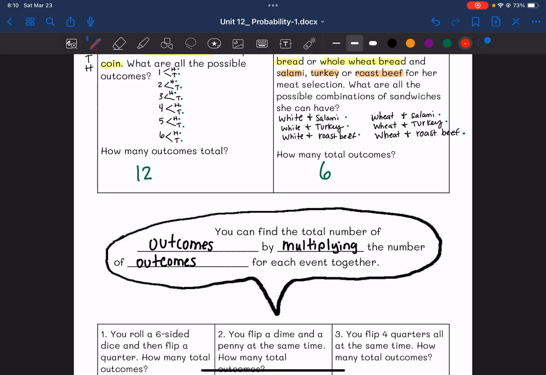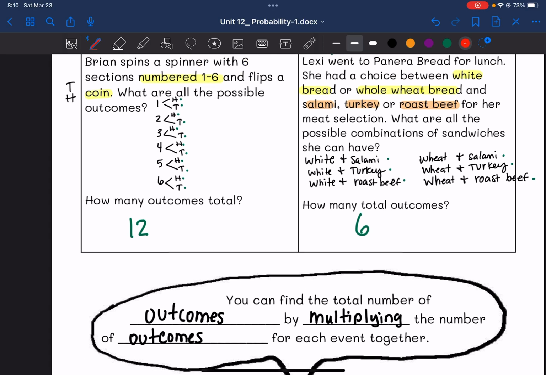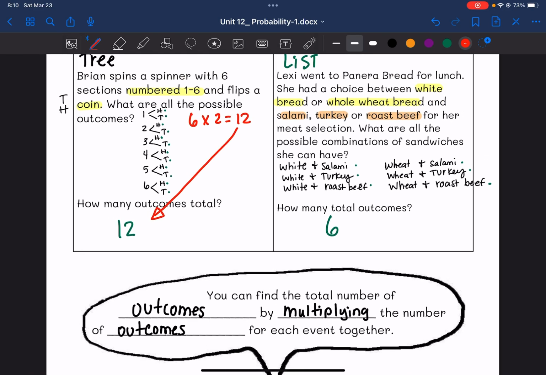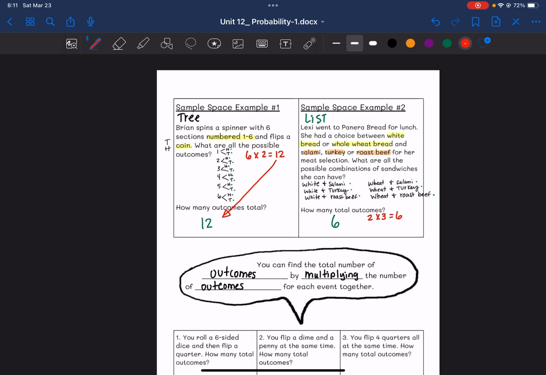I'm going to do this in red. There are 6 numbers for the first example, and there are 2 options in the coin, heads or tails. So 6 times 2 is 12. Same thing as this. All right, let's look at the next one. There are 2 options of the style of bread, and there are 3 options of the meat that they can add into their sandwich. That's 3. 2 times 3 is 6. Same thing that we got right here. Hopefully that makes it easier.